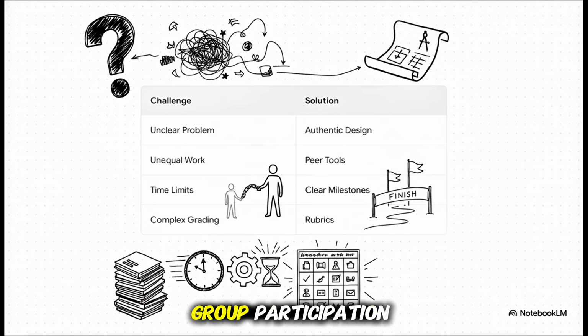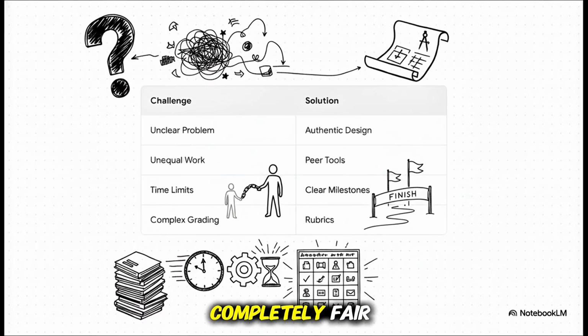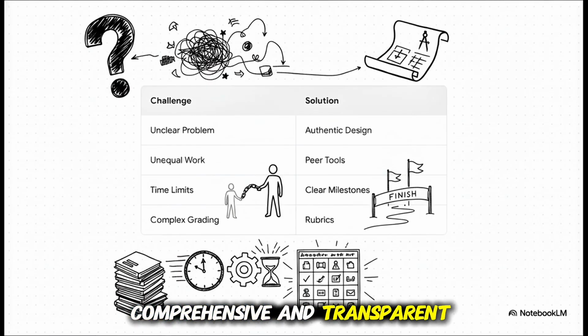Worried about unequal group participation? Simply implement peer accountability tools so everyone contributes. To manage the chaos of time constraints, setting clear, firm milestones keeps the project moving smoothly. And for the complexity of grading both process and product, multidimensional rubrics ensure assessment remains completely fair, comprehensive, and transparent.